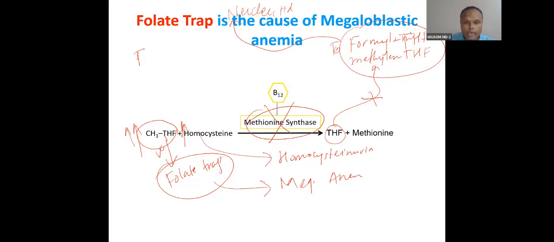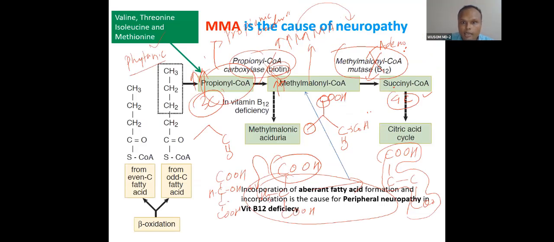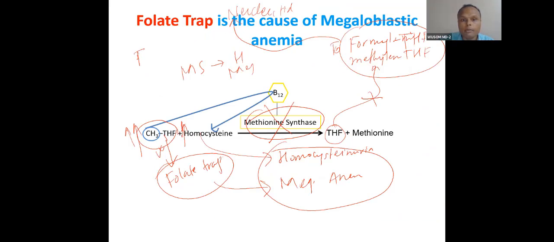So I told you, remember, two disorders are related to methionine synthesis. One is homocystinuria, and the other is megaloblastic anemia. And I told you, remember this methylmalonyl coenzyme A mutase, it is associated with neuropathy. And neuropathy is because of high methylmalonic acid. So if you remember this vitamin, you will remember vitamin B12.